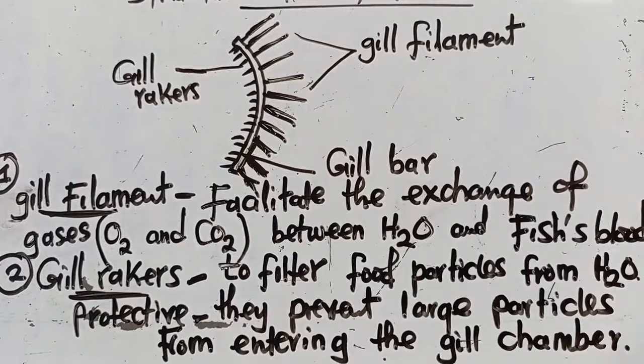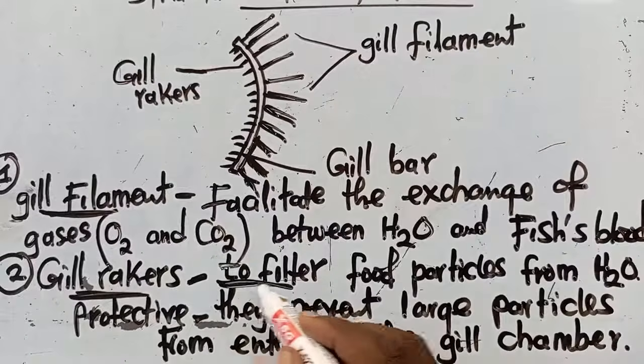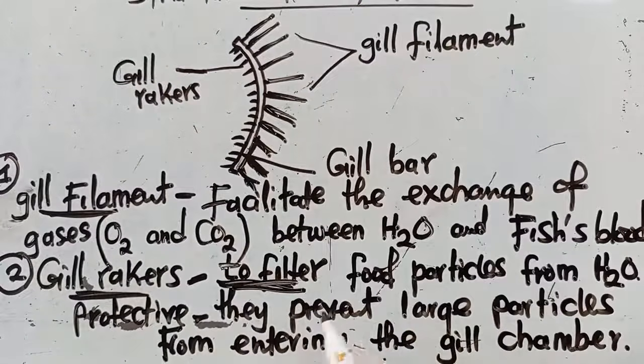So we've got two functions. The first function is the feeding part, where they filter food particles from water. You discover that they trap some small organisms as water flows over the gills. And the protective function of these gill rakers is that they prevent large particles from entering the gill chamber.